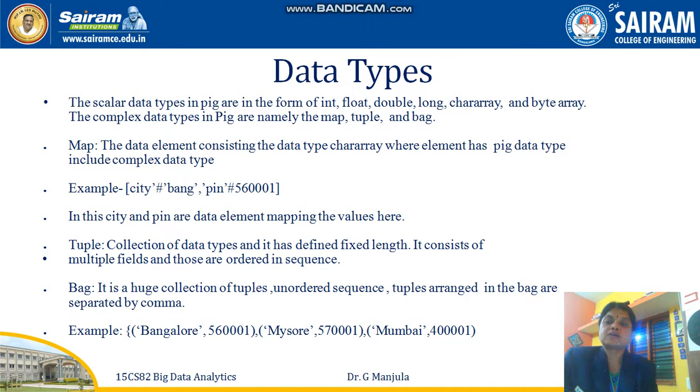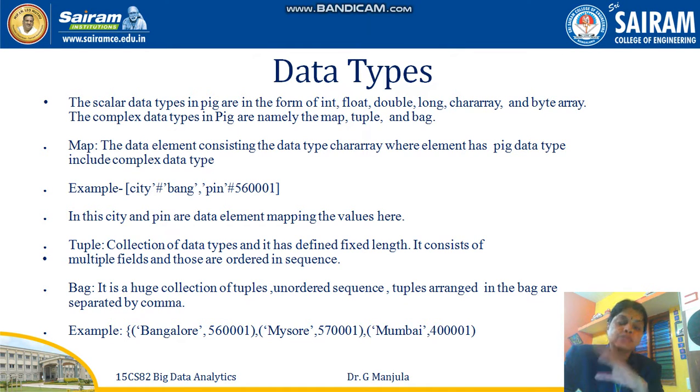Now we will move on to the next information about the Hadoop data types. What is meant by data types? In Hadoop data types, how is it taken care of? So before going to the code, the scalar data types in Pig are int, float, double, long, character array, and byte array. The complex data types in Pig are namely map, tuple and bag. So always remember, in Pig we are using map, tuple and bag.